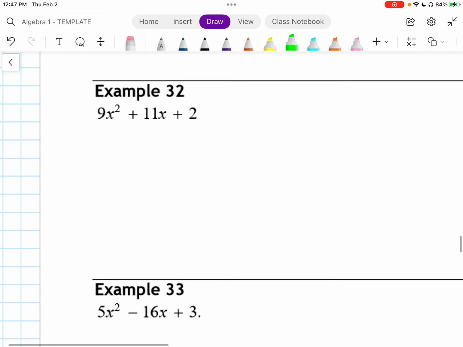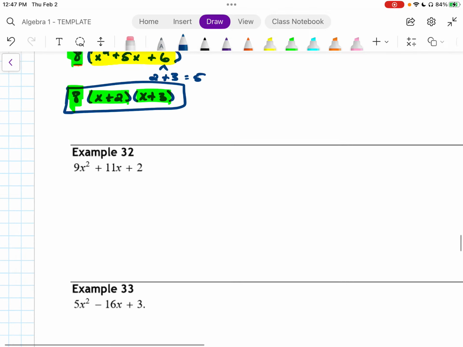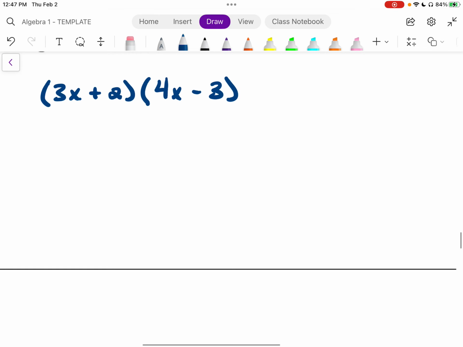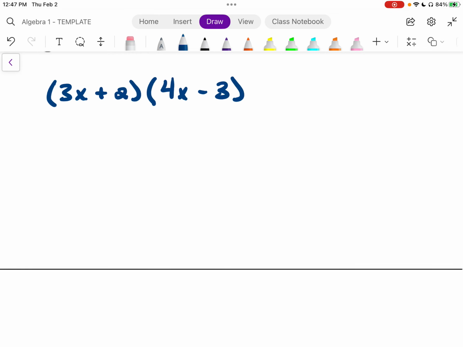Now, later on, thinking about example 32, there's no way to pull out a number out of here. You can't pull something out of all 3 of these pieces. There isn't a common factor. So we're going to have to do it a little bit differently. So I've got this example problem here, and I want us to work through it, and then maybe we can see a pattern. So right here, I take my 3x plus 2 times 4x minus 3.